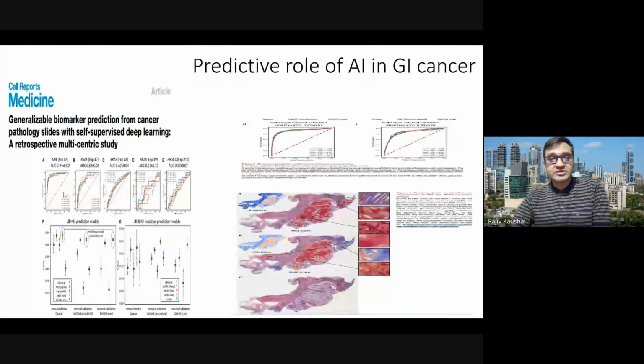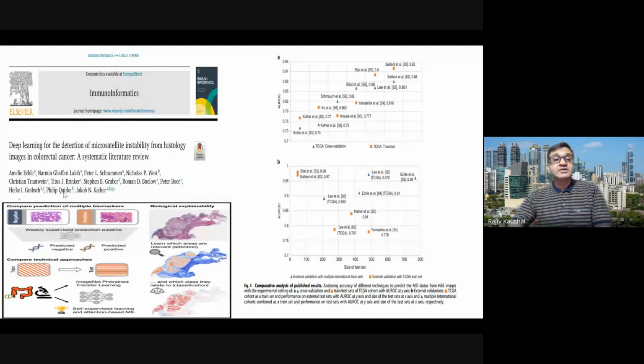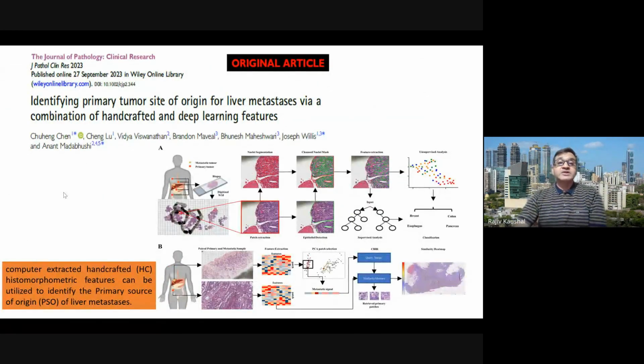Some promising results have also started coming for biomarkers, like in GI cancers for MSI and BRAF mutation status. Very good promising results are coming up using only the HE images. You can predict the mutation status, but for other biomarkers, it is still in the development phase. And this is a review article which was published last year, which has shown that the probability of picking up the MSI status using these images is as high as almost 90%. So it can save a lot of time and help in the triaging of the patients for these mutation testing.